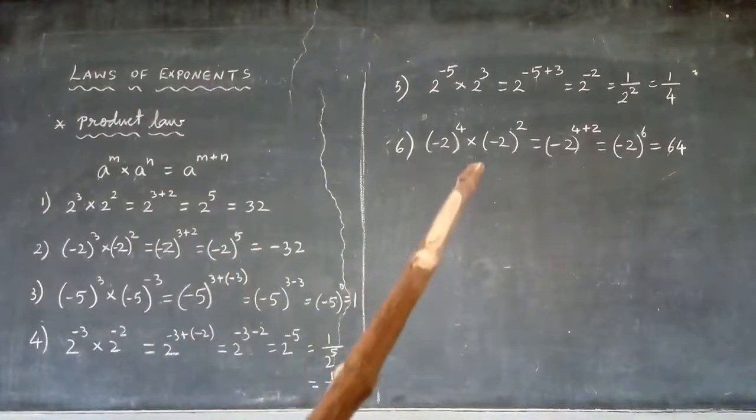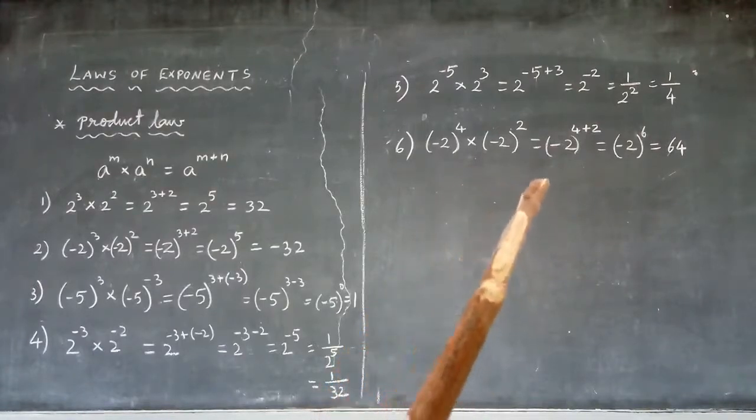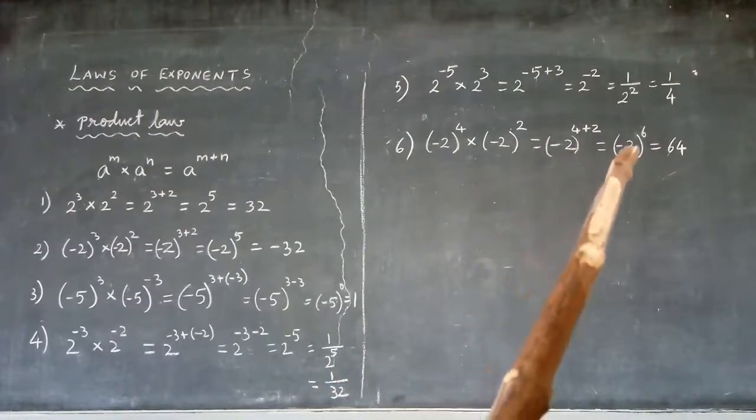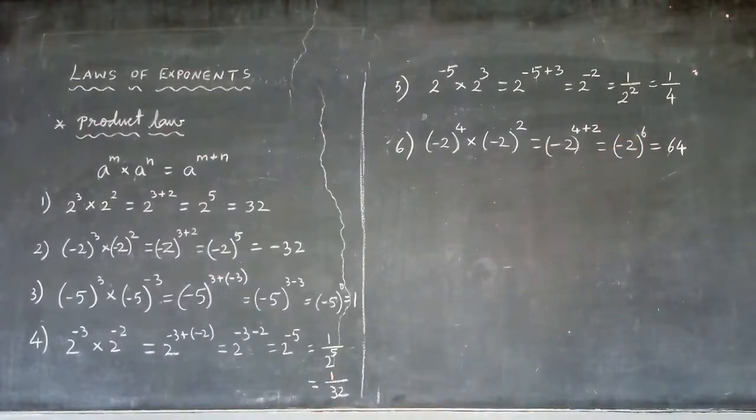See the next sum, minus 2 power 4 into minus 2 power 2. We are multiplying powers with the same base, so put the base and add the powers, minus 2 power 6. So this is a negative number with an even power. A negative number with an even power means the value will be plus. So 2 power 6, which is 64. In the last video we have learned all the powers of 2, so it is plus 64. So this is your product law. By using this concept you can work out the sums in your exercise and try the sums which are given to you.